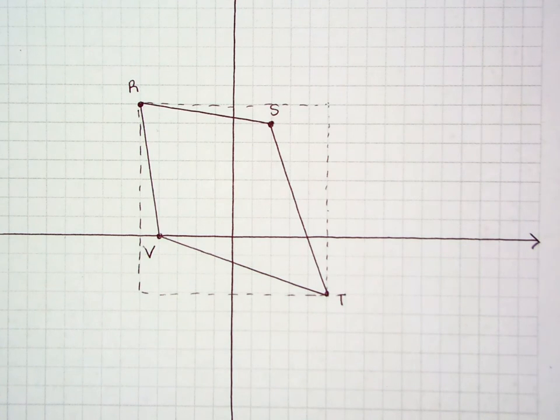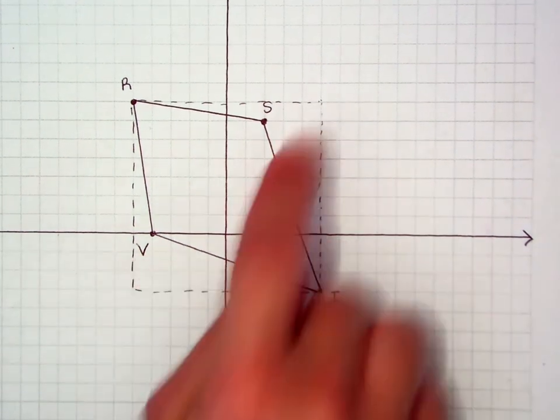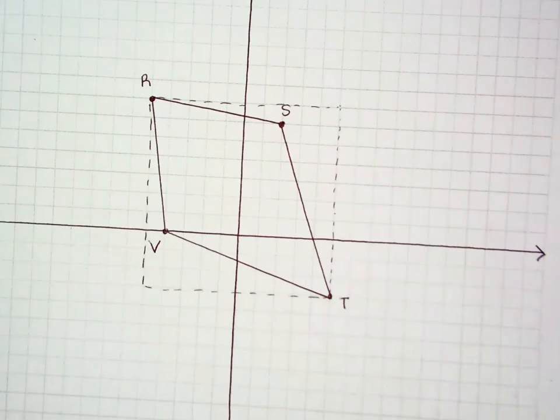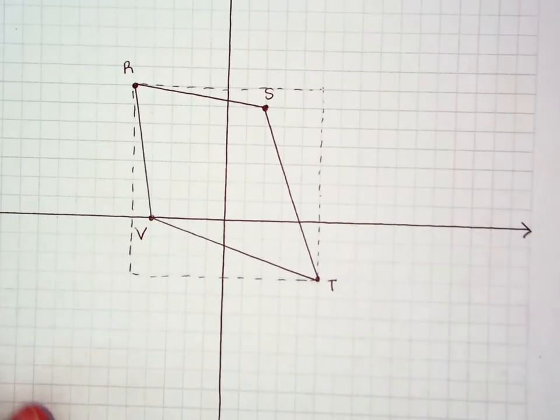What I'm going to do is find the area of the entire box and then subtract off the parts that we're not going to use, which would be in this white space here and here. So the first thing we're going to do is find the area of the entire box here.